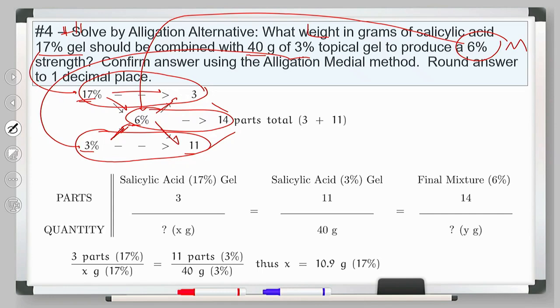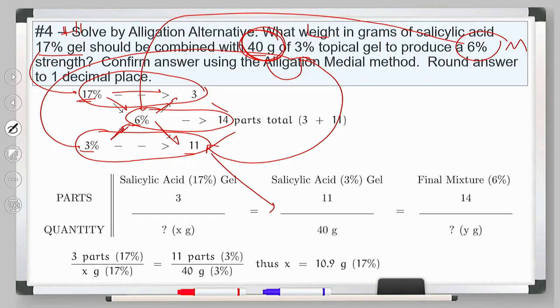And remember, to go on further, all we need to do is put our P's over our Q's, our parts over our quantity. I would argue we only know one quantity. We know 40 grams. 40 grams of what? 3%. Which parts was 3%? 3% had 11 parts. So I'm going to put my 11 parts over my 40 grams. I know that the 11 parts of the 3% has 40 grams.